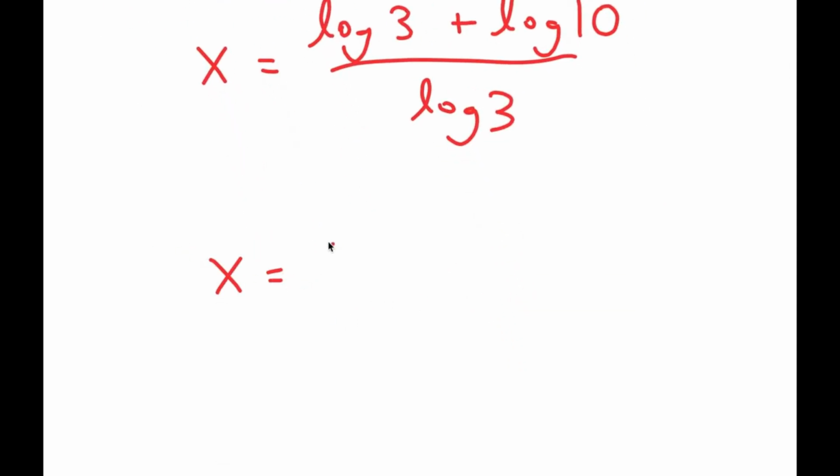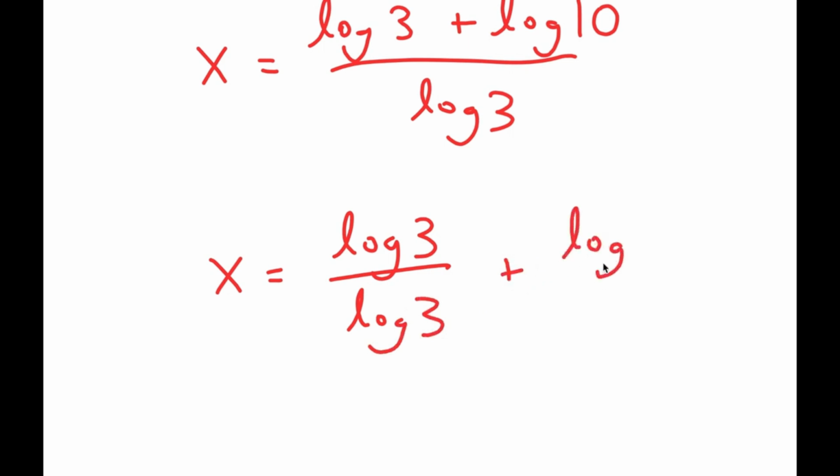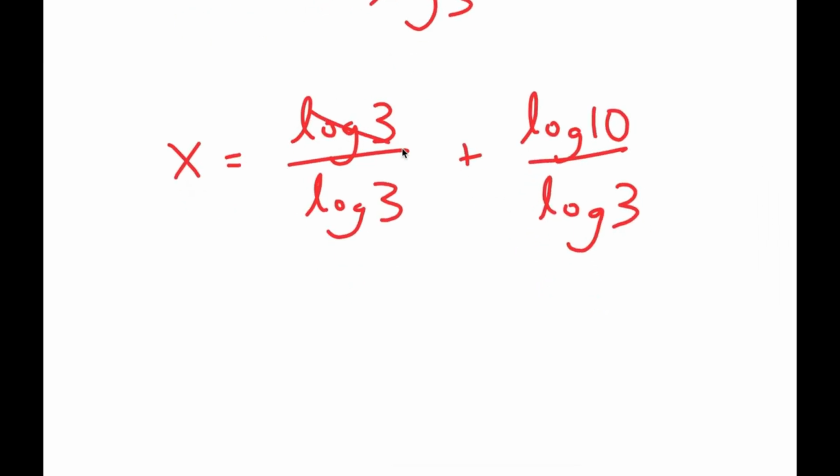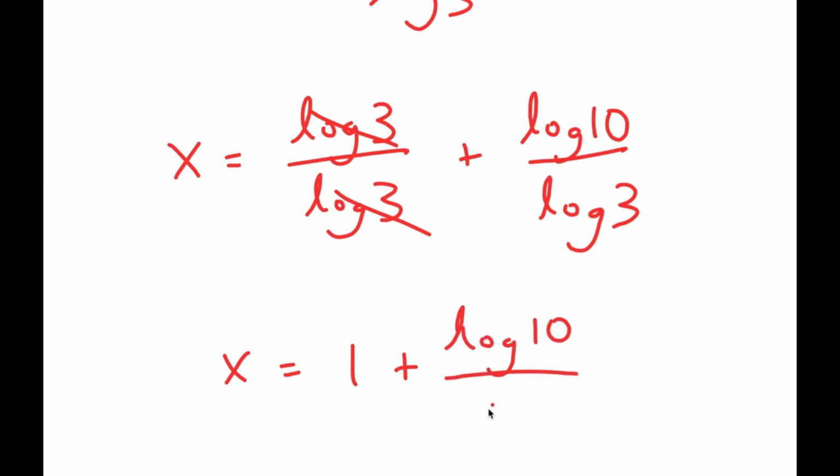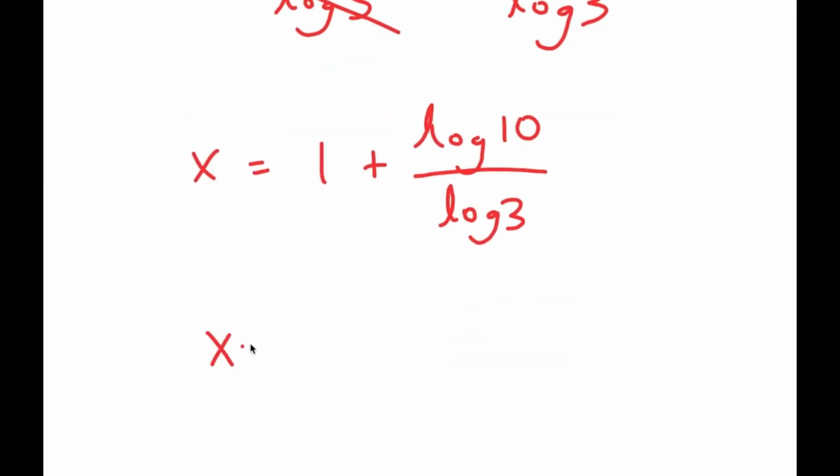So now this is equal to log 3 over log 3 plus log 10 over log 3. Now log 3 and log 3, these two cancel out, so I get x equals 1 plus log 10 over log 3. And log 10 is 1, so I get x is equal to 1 plus 1 over log 3.